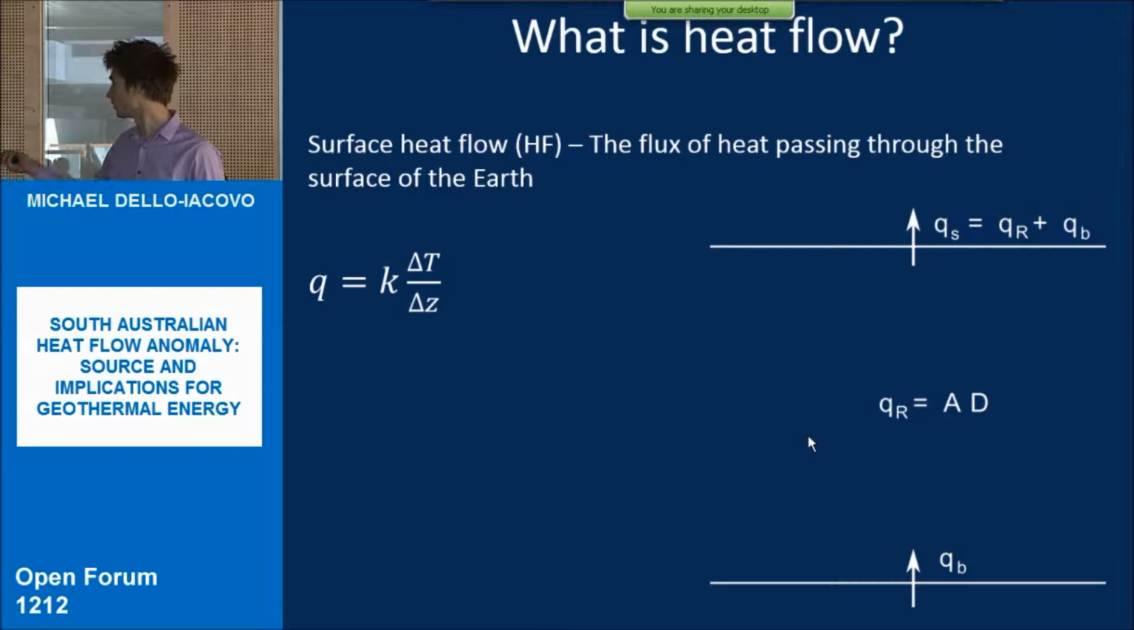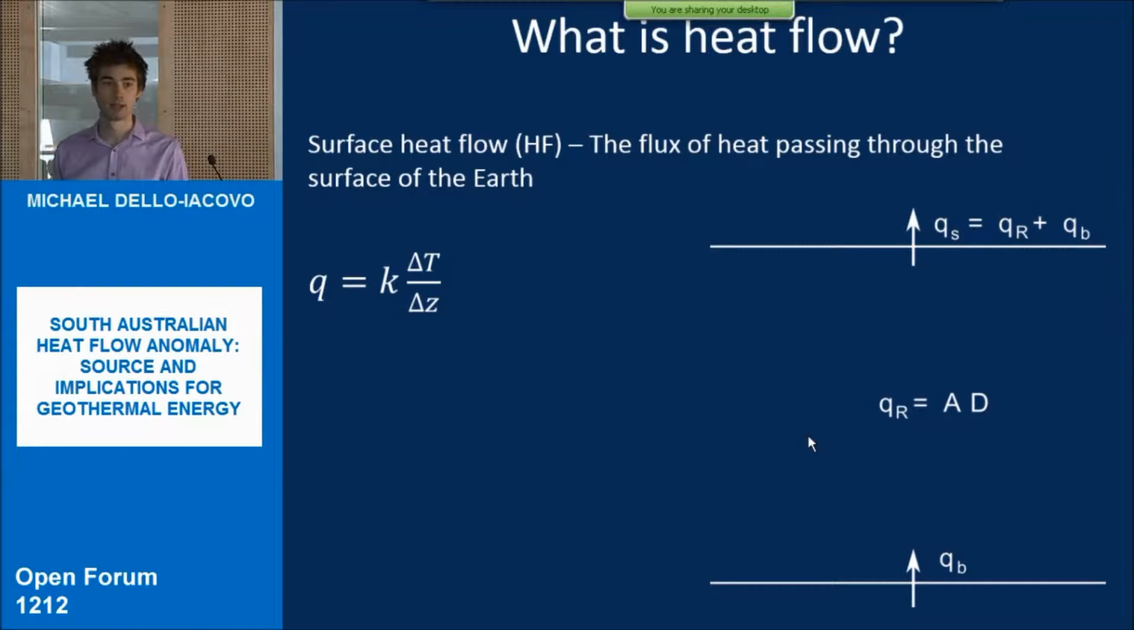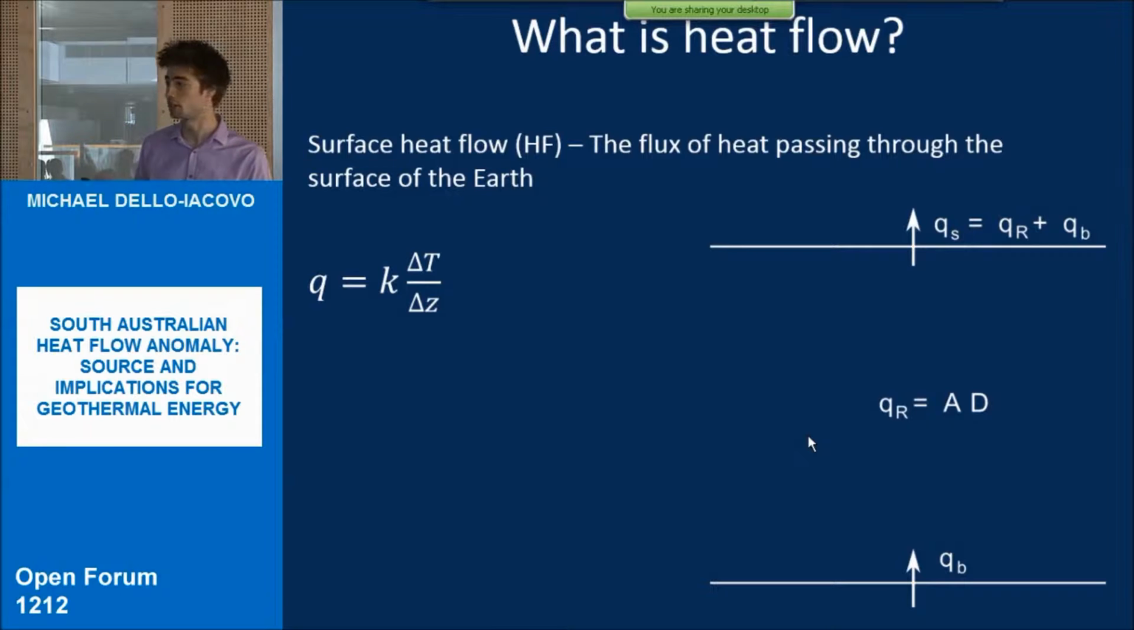That is defined by this equation here, QR equals AD. So A is the amount of heat generation and D is the thickness of the crust. So if you have a relatively thick crust or a relatively high heat production, that's going to give you a high radiogenic heat flow.